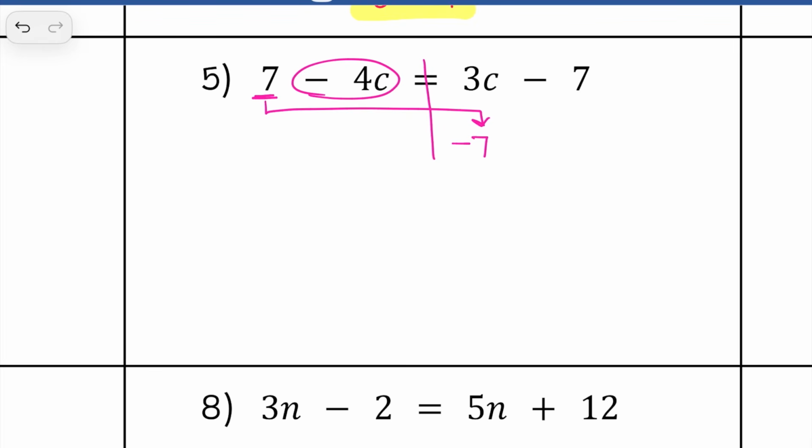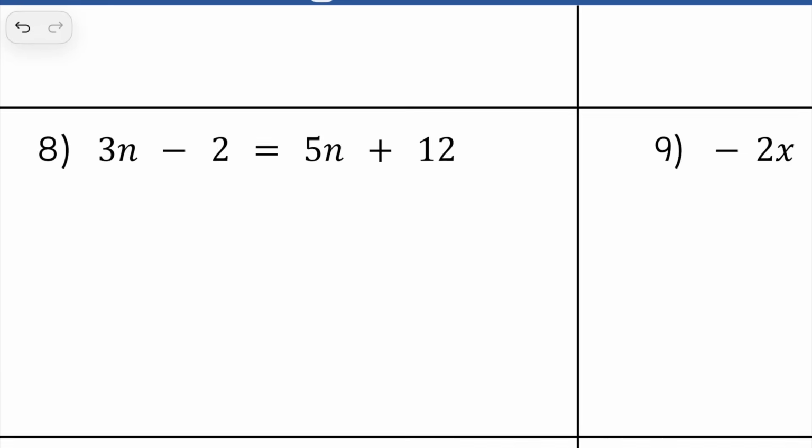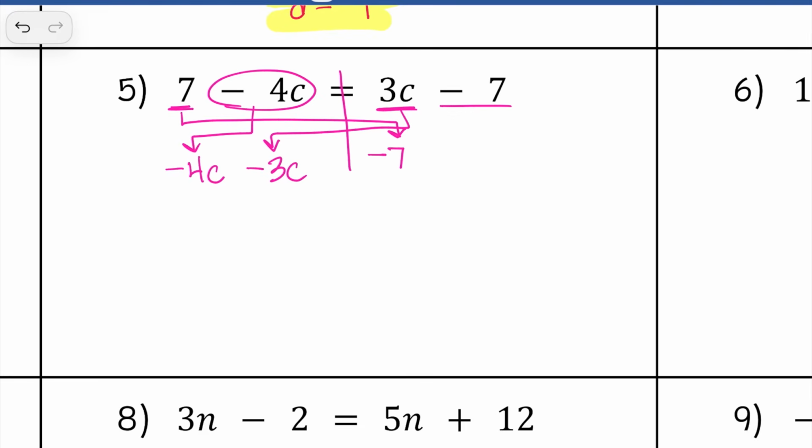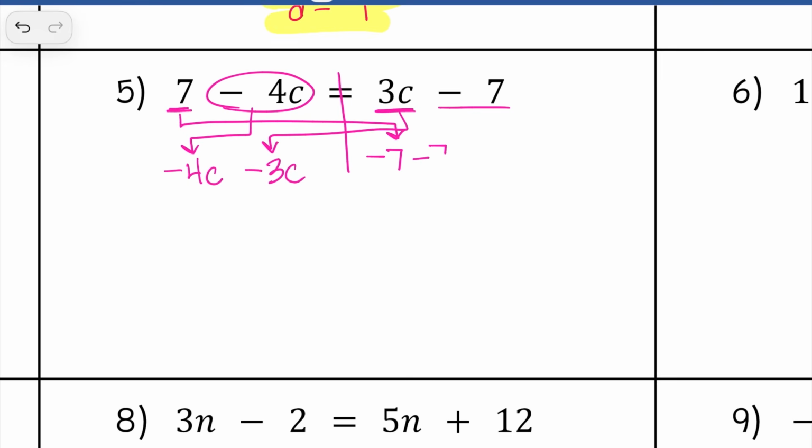This minus 4c is on the correct side, so I'm going to bring it straight down, and it stays negative 4c. On the right over here, I have a 3c. It needs to come over here. Its sign changes. Instead of positive 3c, it becomes negative 3c since we crossed that vertical line. And then that minus 7, oops, sorry about that. That minus 7 is on the correct side, so its sign stays the same.